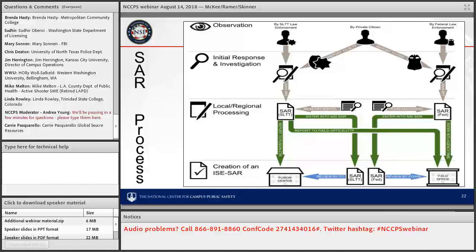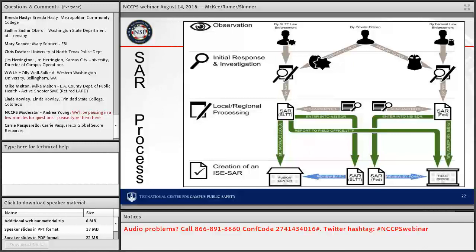So after there's some initial assessment in the response and investigation, then the police agency, whether it be state or local, will make a determination based on their standard operating procedures about whether or not they should generate a suspicious activity report. And the point at which they do generate a suspicious activity report, that begins the process of forwarding that report to the ISE, so to speak.